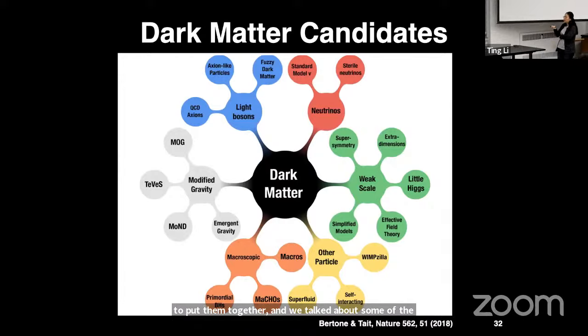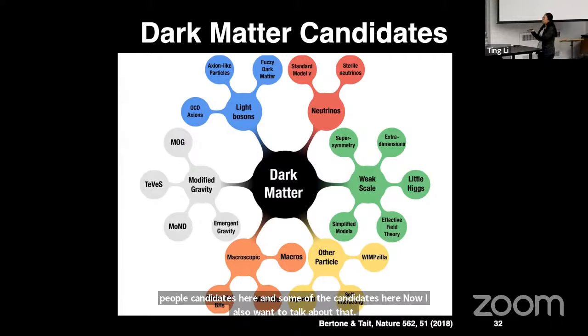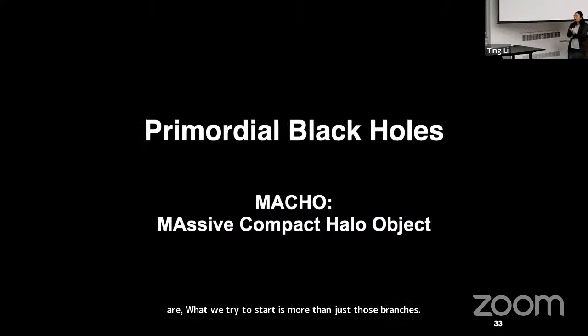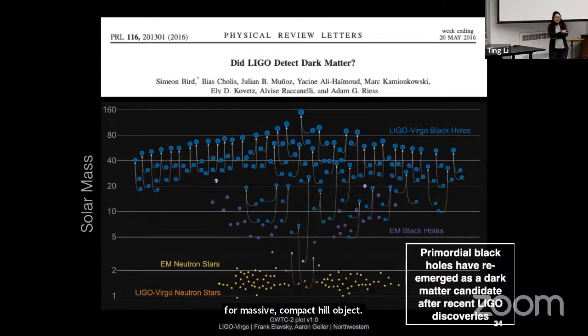Now I also want to talk about how what we try to study is more than just those branches. I'm going to touch a little bit on the microscopic part, on MACHOs. So I'm going to talk about the primordial black hole. Probably if you know, 20, 30 years ago, it was a very hot dark matter candidate called MACHO, which stands for massive compact halo object. MACHO got revived recently. It was almost dead, I would say, since there were a lot of astronomy surveys, and they think that MACHO doesn't explain the abundance of dark matter in the universe.